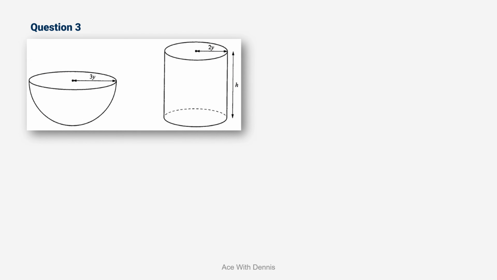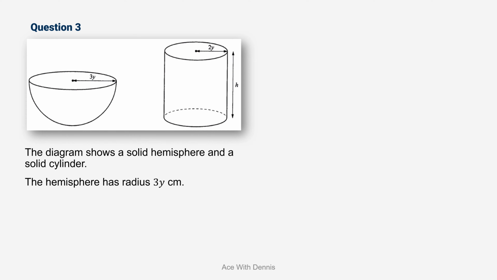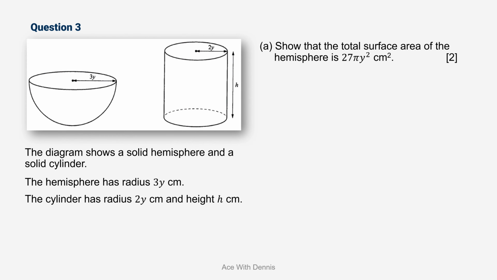Question 3. Given this diagram, the diagram shows a solid hemisphere and a solid cylinder. The hemisphere has radius 3y centimeters. The cylinder has radius 2y centimeters and height h centimeters. A. Show that the total surface area of the hemisphere is 27 pi y square centimeters.